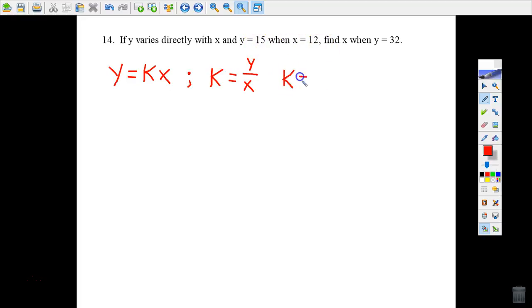So that makes it pretty easy to find k. Y is 15, x is 12. Now you could go ahead and reduce this if you like. You notice that 3 goes into both of these, 5/4. Okay, so now that I know k, I can go ahead and write the specific equation for this direct variation. Now on the answers before, I just left it as 15/12 because I eventually changed it into decimal form, but it's fine either way.